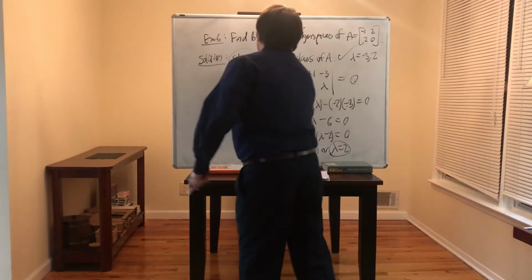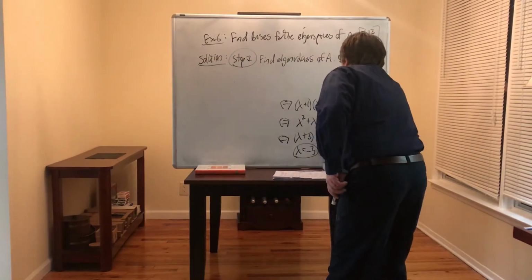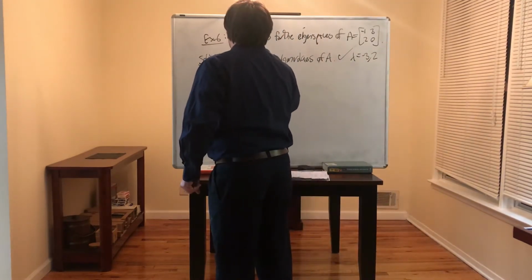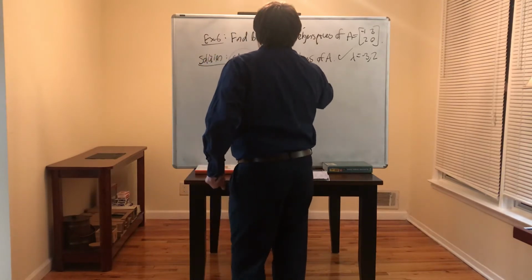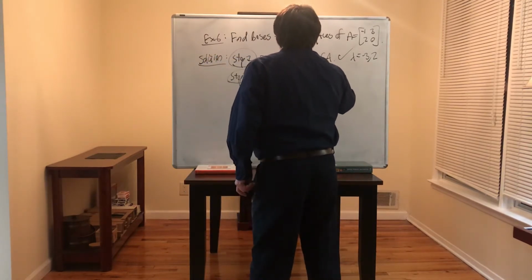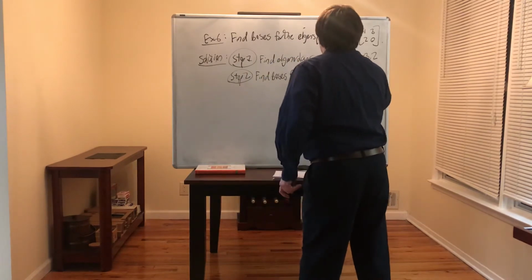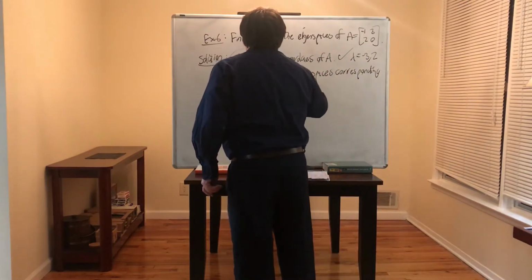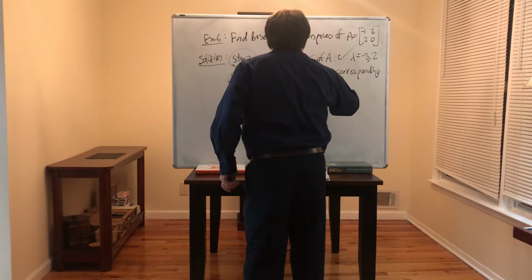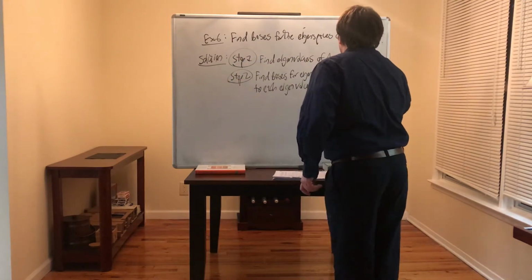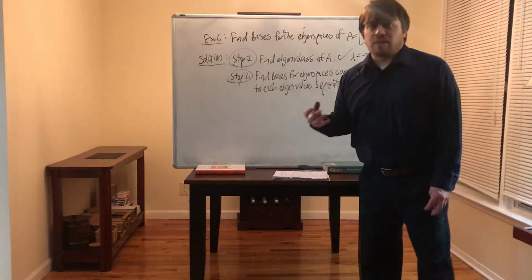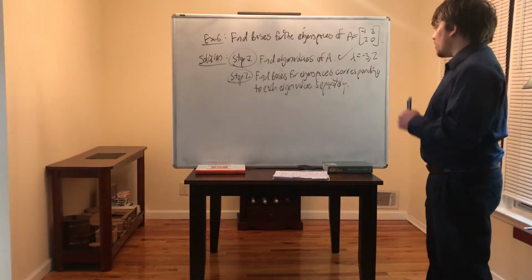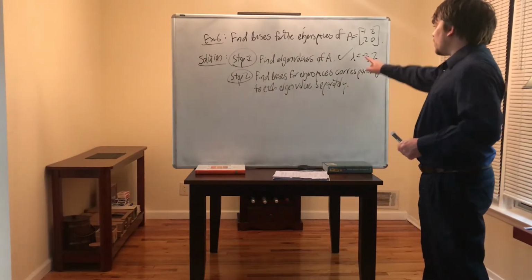Step 2 is find the bases for the eigenspaces corresponding to each eigenvalue separately. Each eigenvalue will involve its own process for finding bases for an eigenspace corresponding to that eigenvalue. So step 2 is find bases for the eigenspaces corresponding to each eigenvalue separately. So we're going to have to look at each eigenvalue separately.